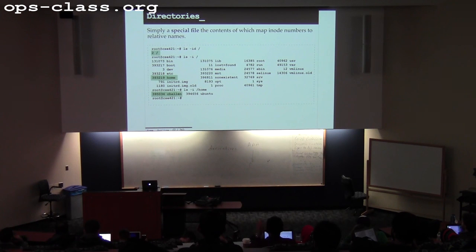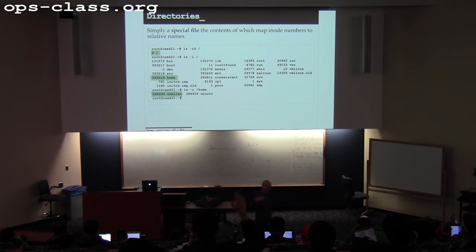If you've set up a Linux system, this is pretty familiar to you. You've got bin and etc, home, sbin, all these familiar directories. But they've got numbers. Every file or directory is identified by an inode number, and here are the inode numbers that are assigned to them. There's something weird here. Anybody notice? Proc and sys have the same inode number.